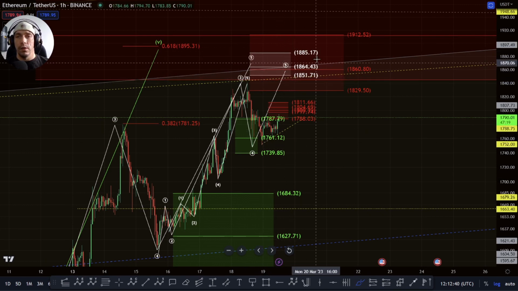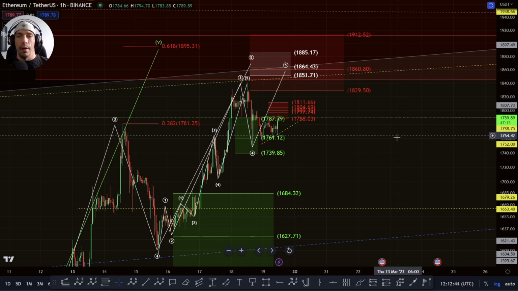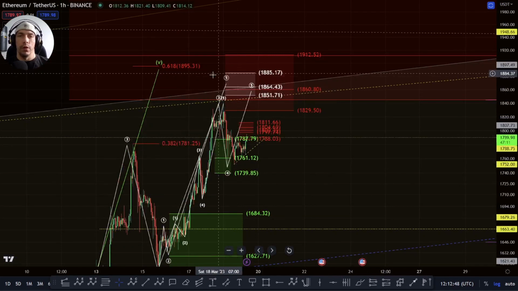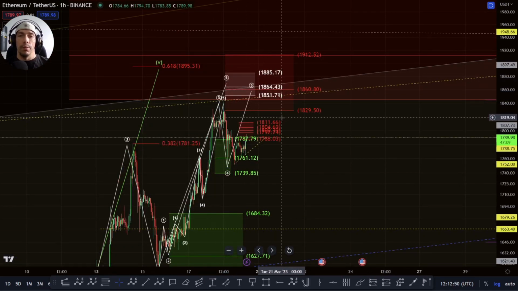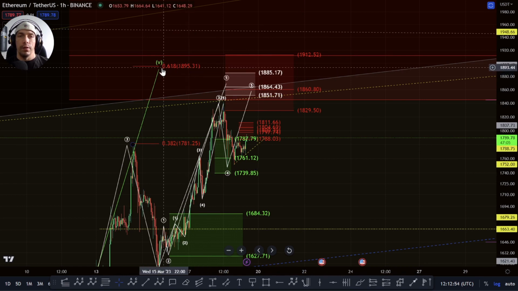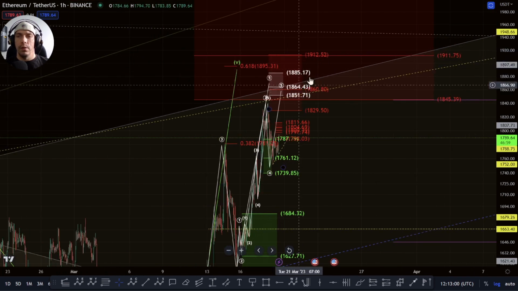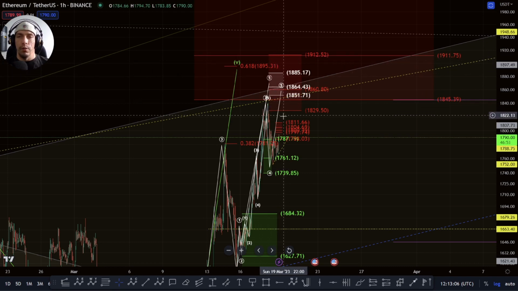So this is still the zone I'm looking for, this 1885 to this 1851. Basically, that would then look to actually bring us up towards this zone here. If this does extend out, potentially we could be looking to move up towards this 1912 area. This 0.618 of that wave 1 to 3 is actually up here at this 1895. So there's a few little areas within here that have a little bit of confluence. So keep an eye on this little area, if we do move up here.